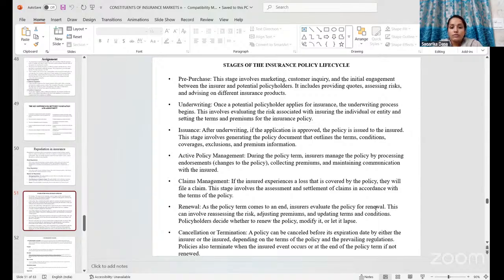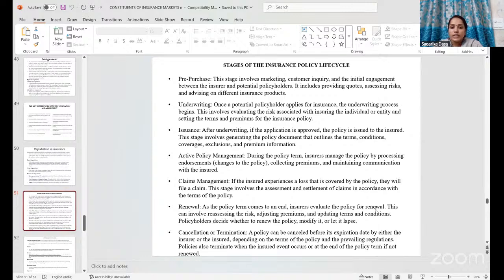Now, in case of cancellation or termination, the policy will be cancelled before the expiration. Depending upon the terms and conditions, and the requirements of the policyholder or the insurance company, the policy will get cancelled or terminated.